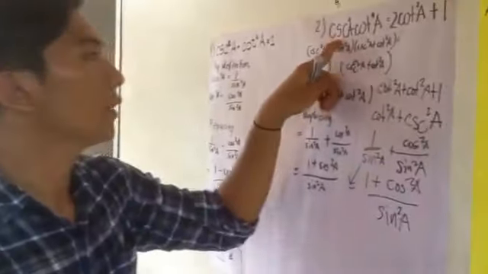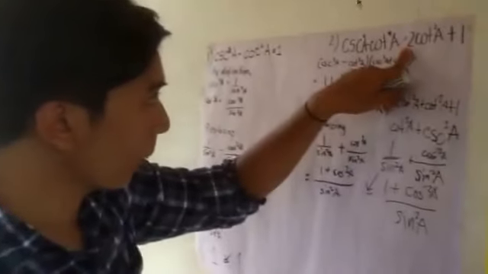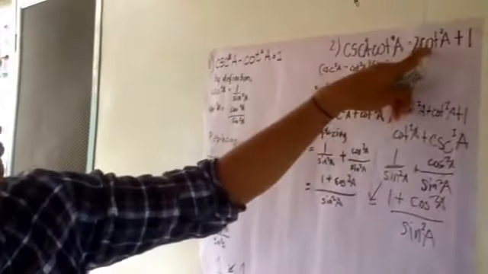We proved that csc to the power of 4A minus cot to the power of 4A is equal to 2 cot squared A plus 1.